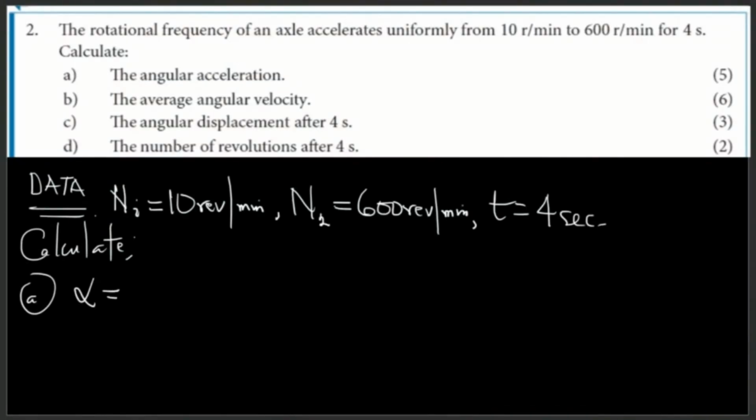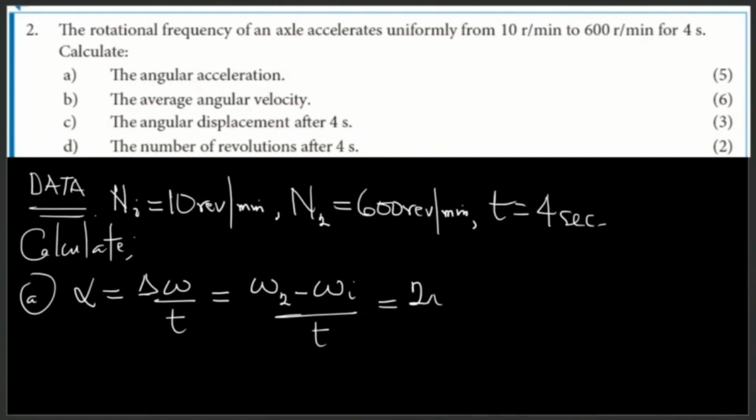So the angular acceleration is the rate of change of angular velocity. So we're talking about the rate of change. Rate has to do with time. So the change is going to be the final minus the initial over time. So you can write this as 2 pi n, so you can write it as 2 pi times n2 minus n initial, divided by the time. The time is 4 seconds.